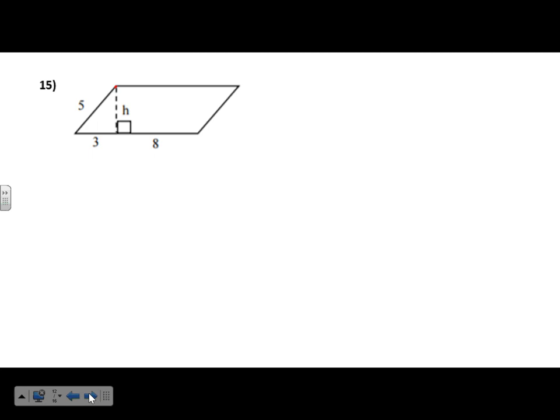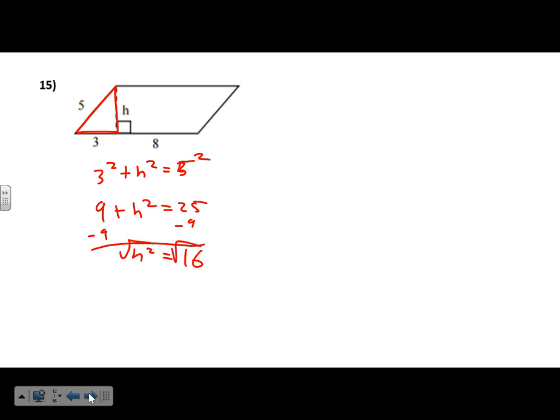This one, again, we have our right triangle over here. So we have 3 squared plus h squared is equal to 5 squared. H squared is equal to 25 minus 9 is 16. Take the square root, we get h is equal to 4.